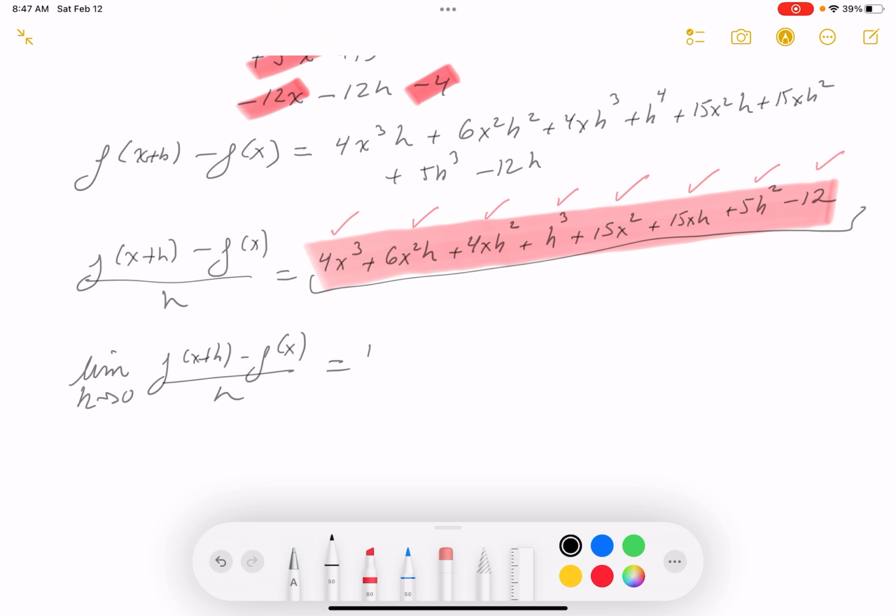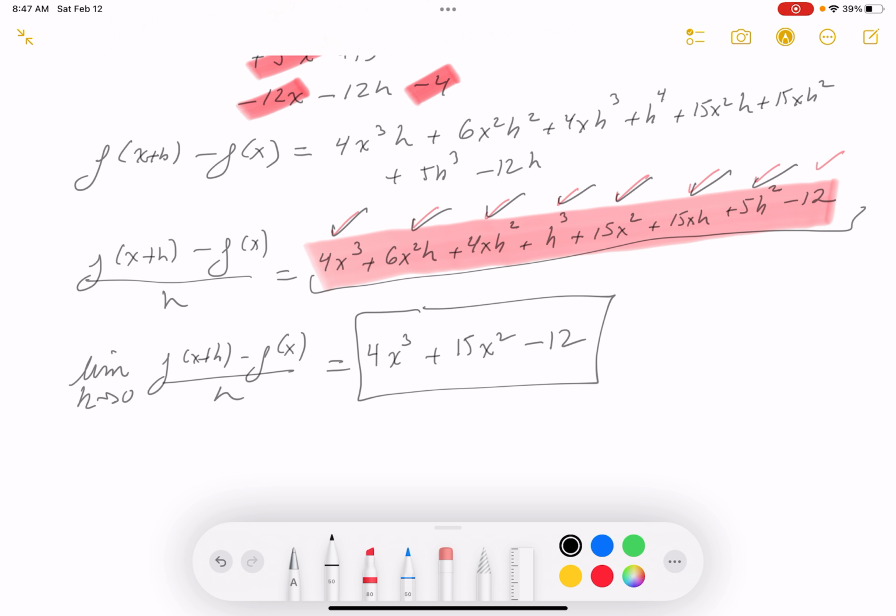Well, I'm using limit laws. It's 4x cubed. Next term would be 0. Again, this is 4x cubed. Next term is 0. This is 0. This is 0. Then I see 15x squared. There's no action there. This is 0. This is 0. Minus 12.